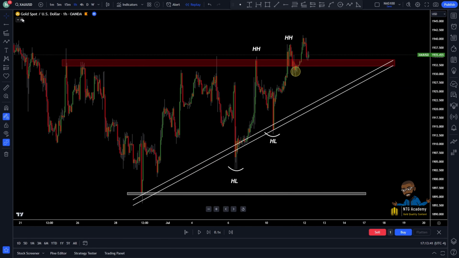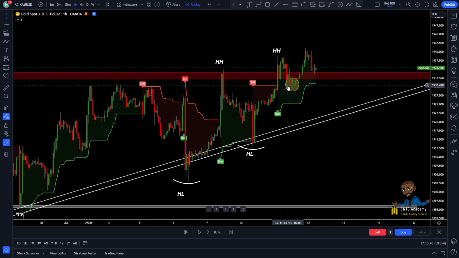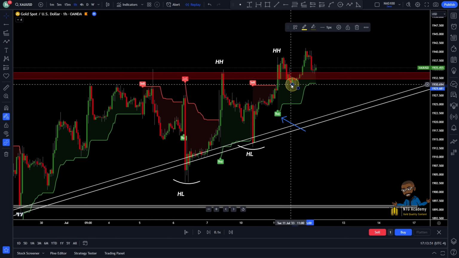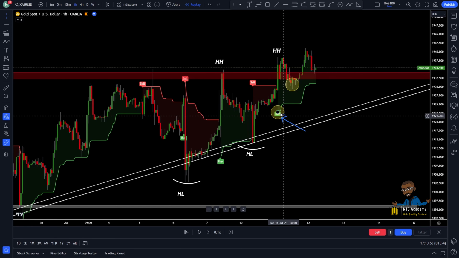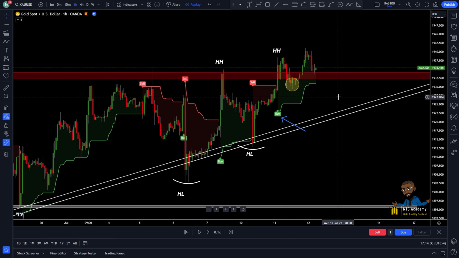Okay, so now let's go ahead and add our super trend back, and let's talk about our super trend. One thing we're looking for is this right here. We're waiting for our buy signal. You guys see here it has a buy and sell signal. We want to see our buy signal there for us to get into the trade.